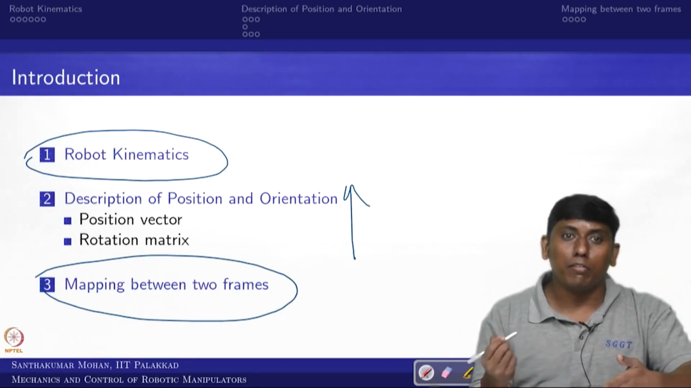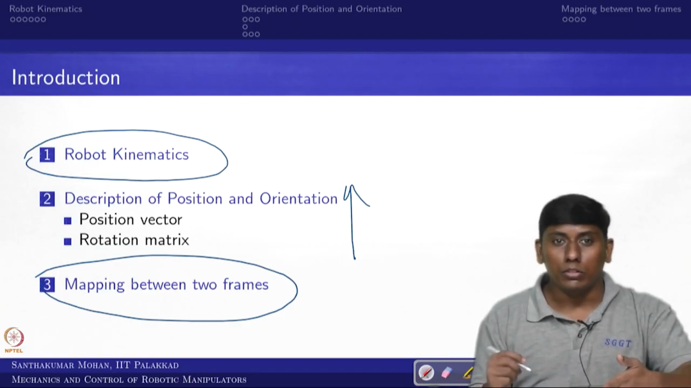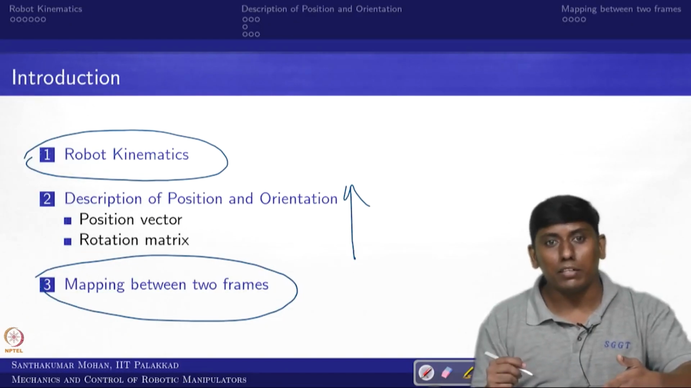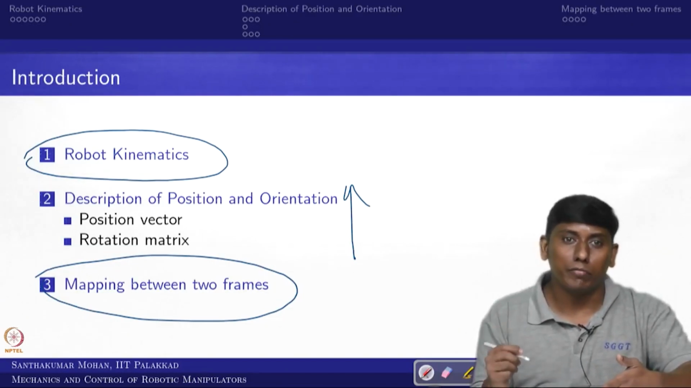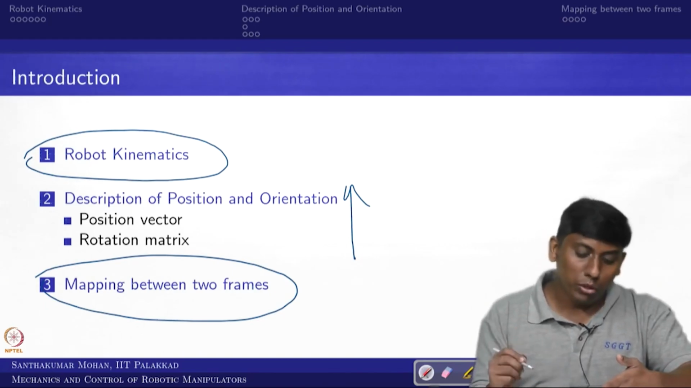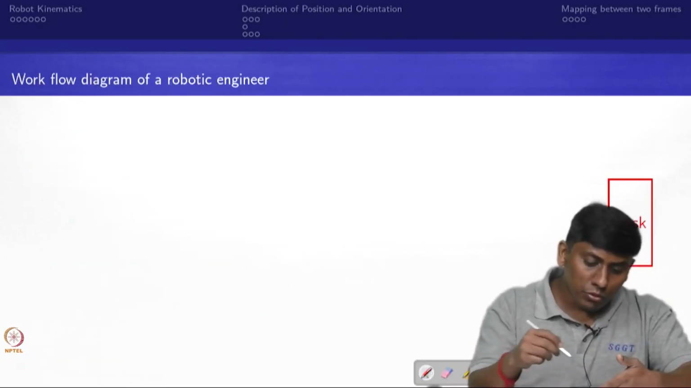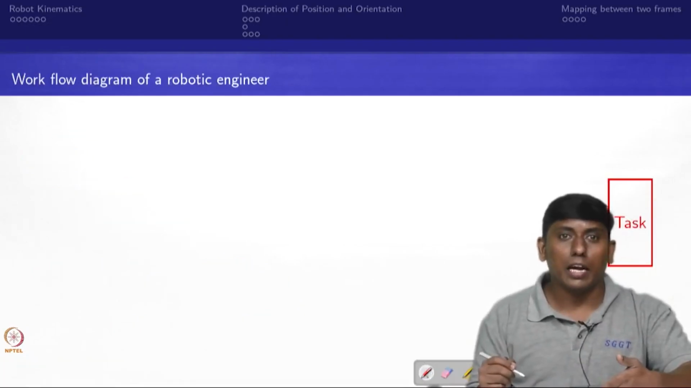So we need to have at least one frame for each body. But as per the robotic manipulator, one link would have two joints. That is what we are going to see in the upcoming lecture. In the sense, mapping can be done from one frame to another frame. So this is what we are going to cover in this particular lecture. So let us go back to the slide where we stopped.